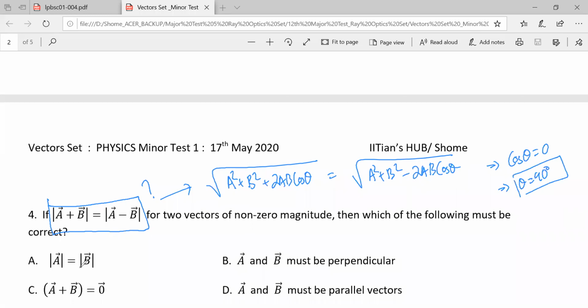So it's not necessary that A is equal to B in magnitude, but it is necessary that they are perpendicular. And definitely perpendicular vectors cannot give this. Okay, and perpendicular means they cannot be parallel. This may or may not be the case. So, which of the following must be correct, पूछा है. So when it's saying must be correct, this will also not be correct because this may or may not be. Like this. But this must be.